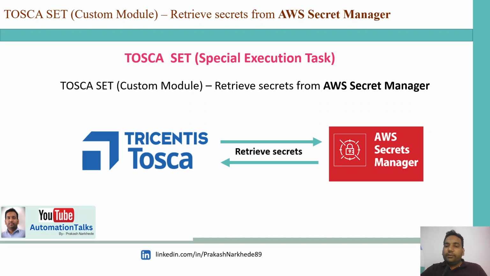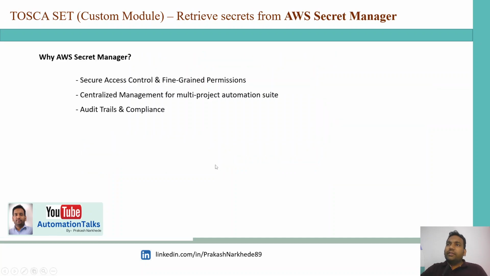Here I'll walk you through how to use AWS Secret Manager to securely retrieve the secrets for your TOSCA automation scripts. We're going to store the secrets on AWS Secret Manager, and my test automation script requires those secrets for performing the execution. So we're going to have its implementation. There can be multiple use cases, so I tried to list a few of them: why we should be using AWS Secret Manager, or rather any secret manager, in your test automation.